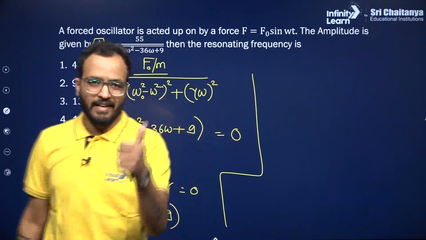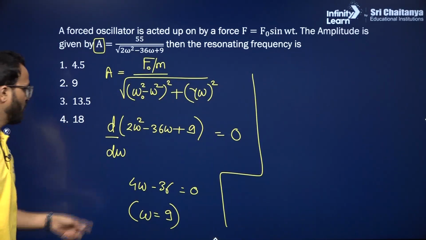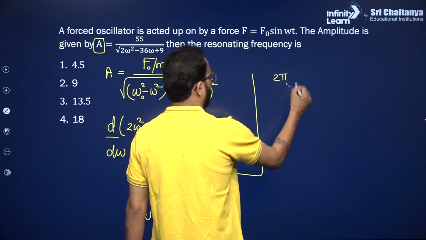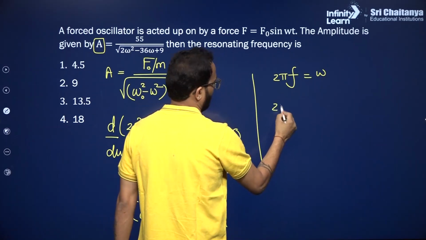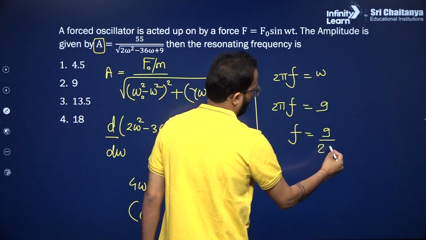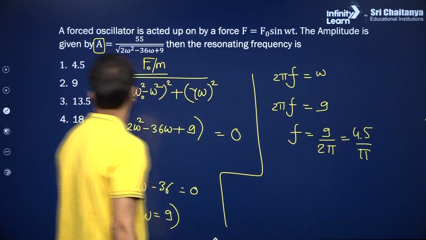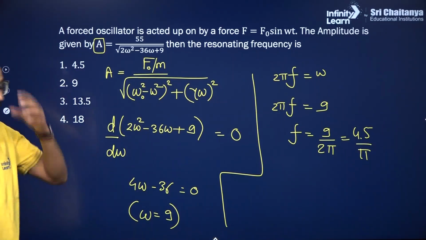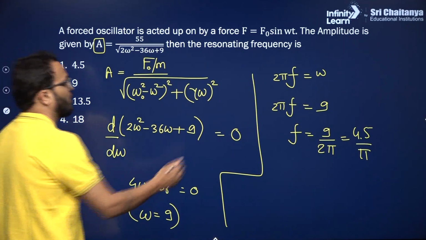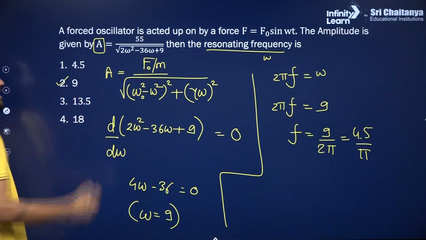Okay students, very simple concept. And they are asking the resonating frequency. So omega is 9, but 2 pi f is equal to omega, so 2 pi f is equal to 9. If they ask you f, it is 9 by 2 pi, that is 4.5 by pi. So this is how much? This is something like 1 point something, right? But there is no such option given. That means if they are talking about resonant frequency, they are talking about omega only. Hence we will go with 9.